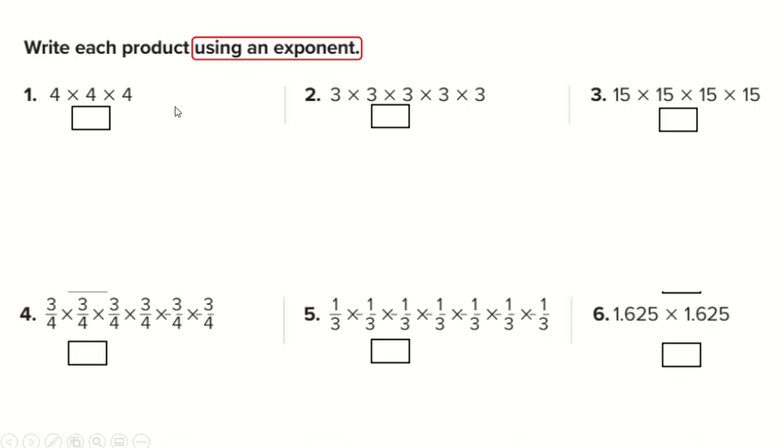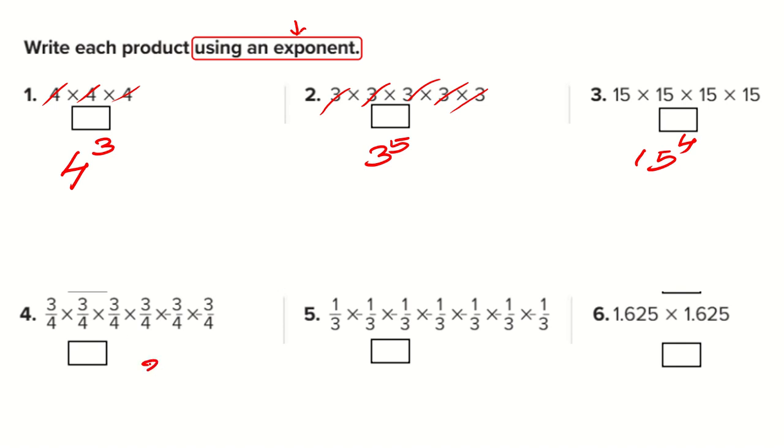Now, first is: write each using an exponent. As you remember, exponent means power. So this will be 4 to the power 3 because 4 is multiplied 3 times: 1, 2, 3. Same here, it will be 3 to the power 5 because 3 is multiplied 5 times. Here it will be 15 to the power 4 because 15 is multiplied 4 times.